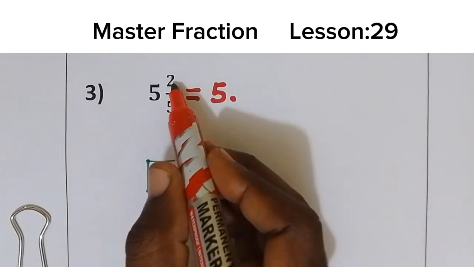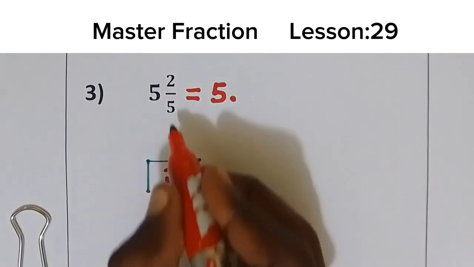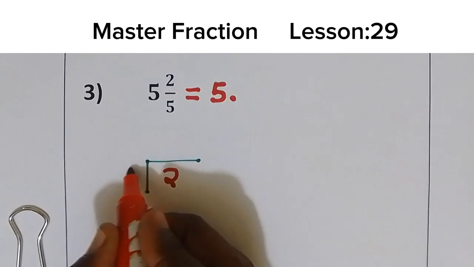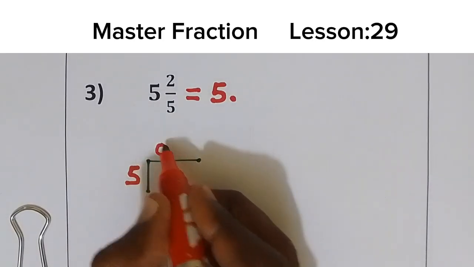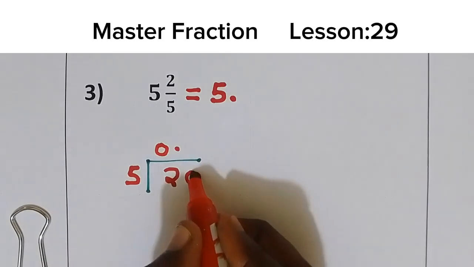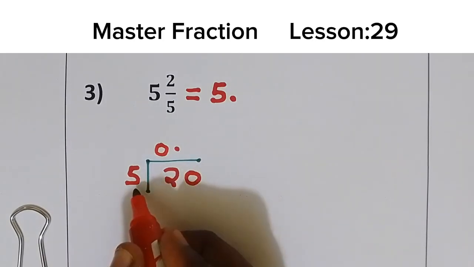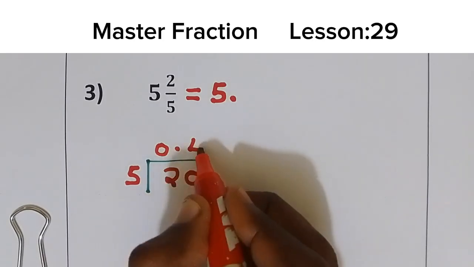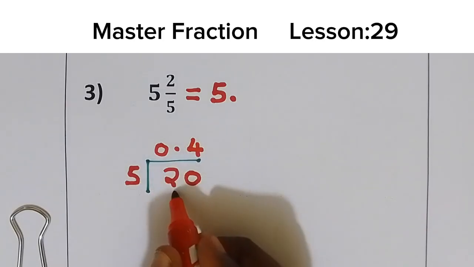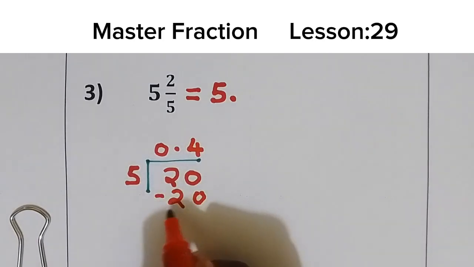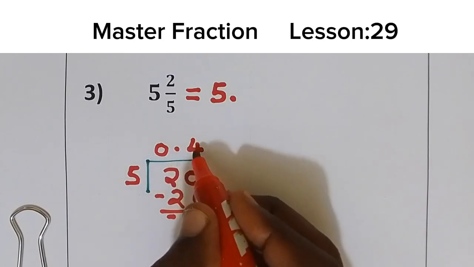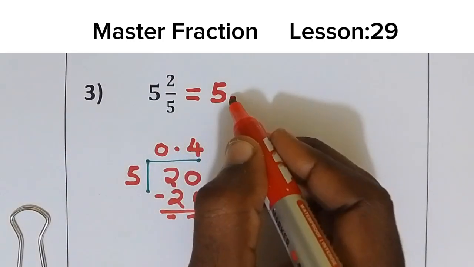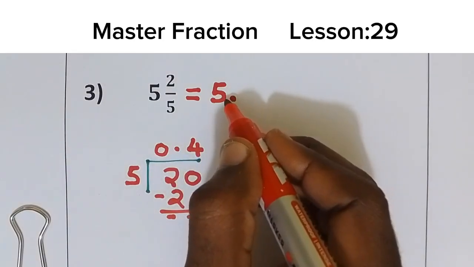So 2 is going to be the dividend, and 5 is going to be the divisor. 2 divided by 5 is impossible, so it goes by 0. We put a decimal point. We add 0. 20 divided by 5 goes by 4. 4 times 5, we get 20. Take away, we remain with nothing. So we get 0.4. When we add it to the 5 whole number, we are going to get 5.4.